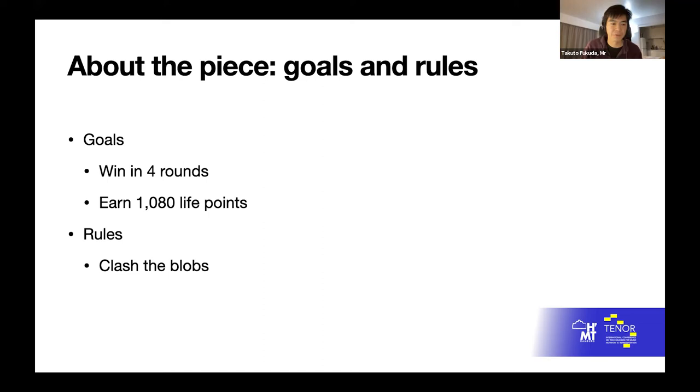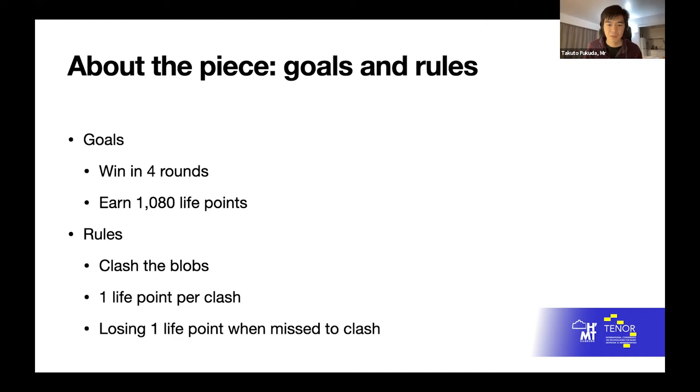Players earn one life point per crush. However, all three players lose a point if all of them miss a crush. So therefore, there are two possible consequences of the game.